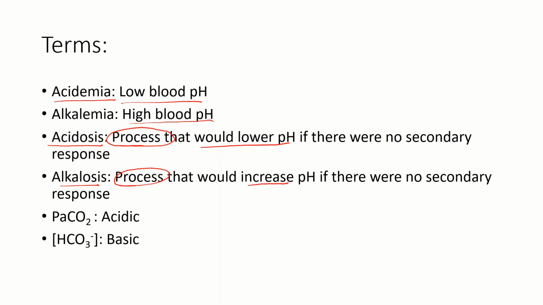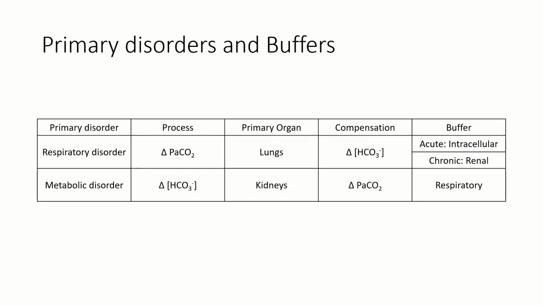And just for the simplicity of the concept that we are going to understand, we just need to consider PaCO2 to be acidic and bicarb to be basic. We are not going to go into the chemical details about these things, but let's just remember this. Okay, so there are four basic disorders: respiratory acidosis, respiratory alkalosis, metabolic acidosis, metabolic alkalosis. We are going to talk about each of these later.